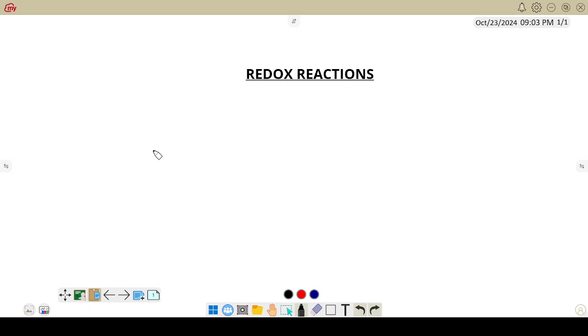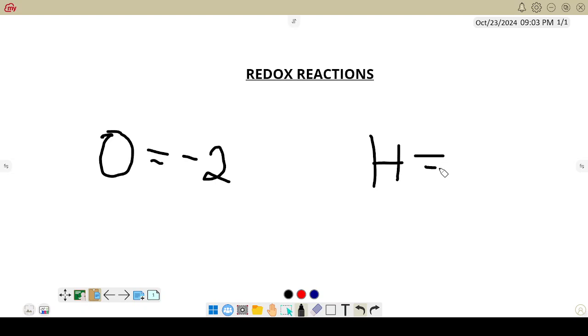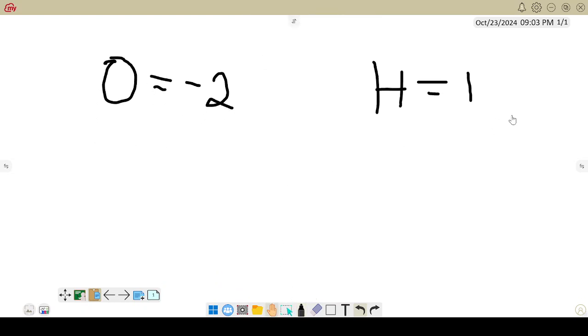So now, the major thing to take note of is that the oxidation number of oxygen is -2, and the oxidation number of hydrogen is +1. These are the two main things we should know. For hydrogen, the exception is only if hydrogen is bonded to a metal.